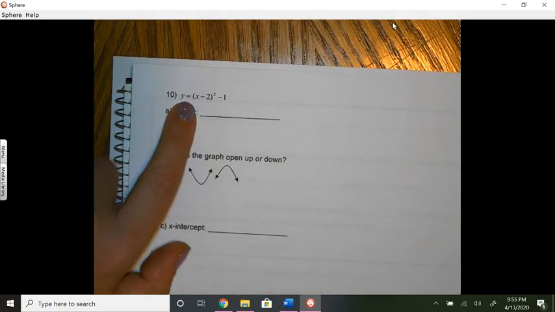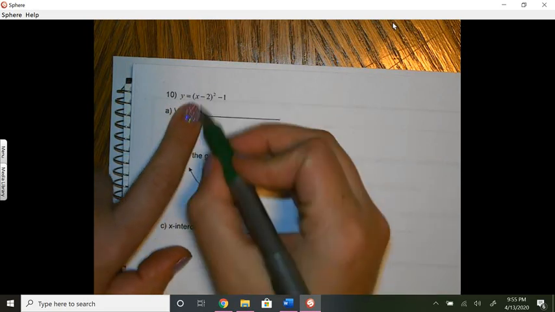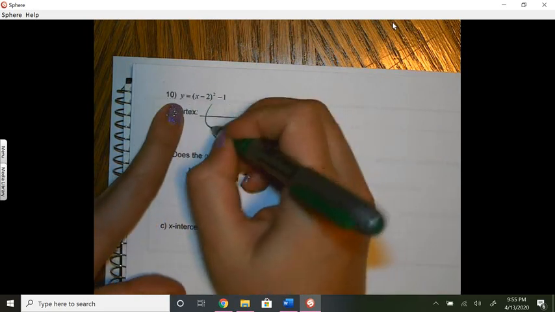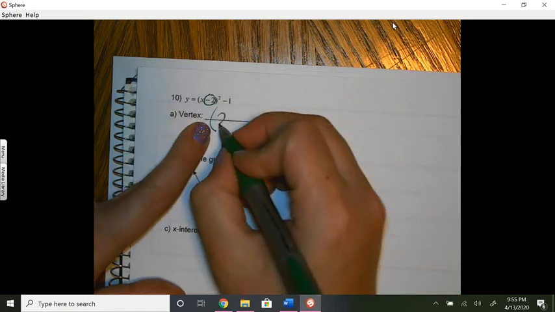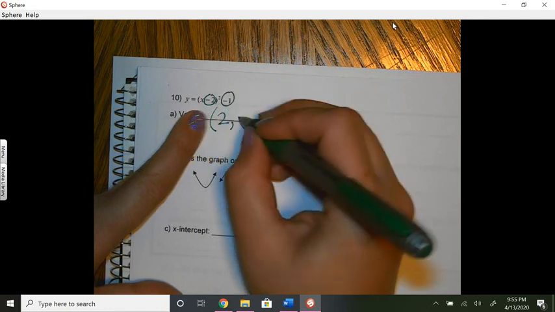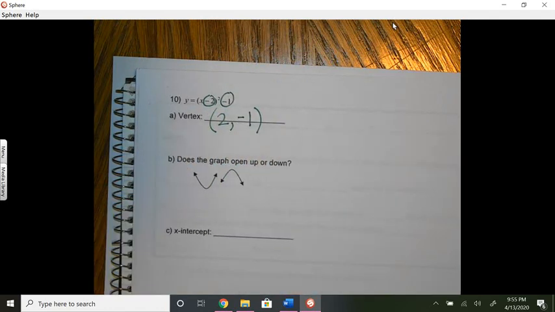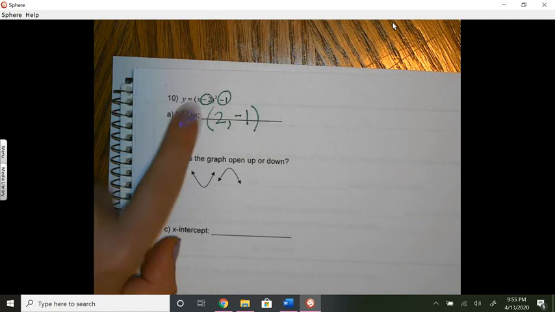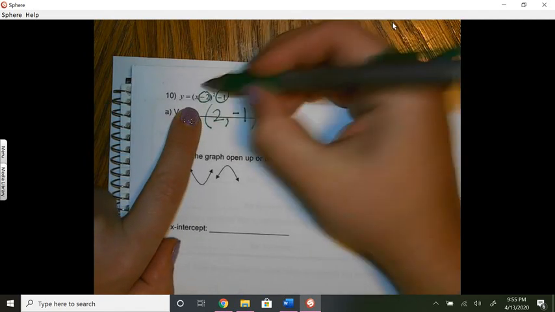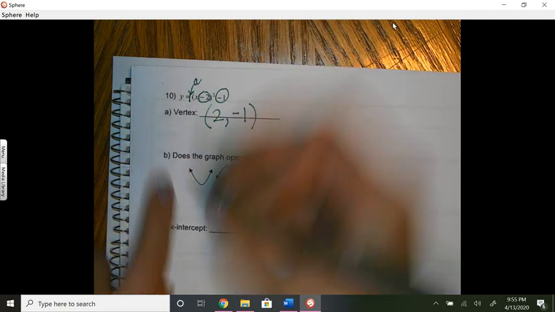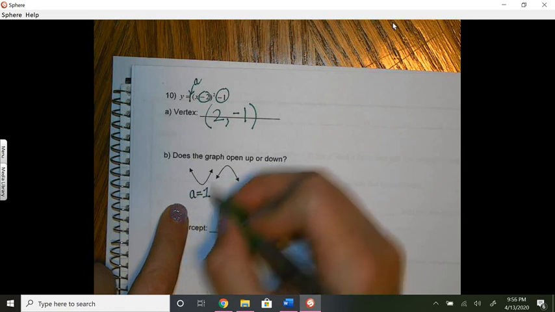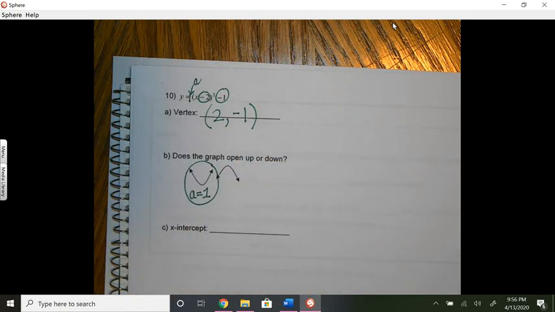Whereas with this problem, to find the vertex, we can just look at it and know because it's in vertex form. So you're going to take the opposite of the number with the x in the parenthesis, so that's going to be 2, and then this number out here. That's the quick way, and the reason it was so quick is because it's already in what we call vertex form. Then the number in front of the parenthesis, there's nothing there, so it's a 1. Since a is positive, that's why the graph is going to go up.